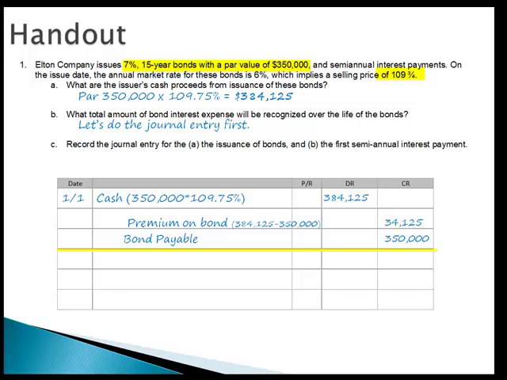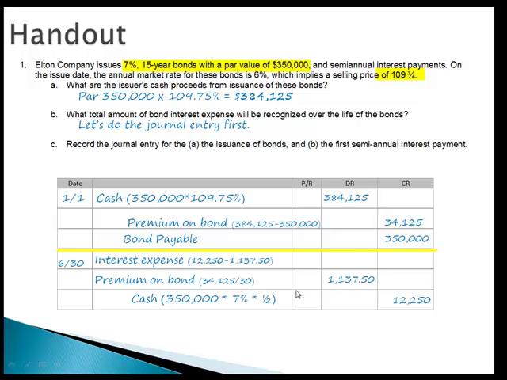The first semi-annual interest payment, we're going to go ahead and record cash, because this is what we agreed to. We agreed to 7%, 350,000, the par value, times 7% times 1/2, 12,250. We're going to amortize this premium over the life of the bond. It's a 15-year bond, which means we're going to make 30 payments, semi-annual interest payments every 6 months. So 15 years times twice a year, 30 payments. So 34,125 divided by 30. We're going to amortize this premium by 1,137.50 every 6 months.